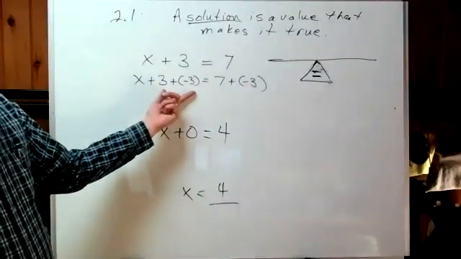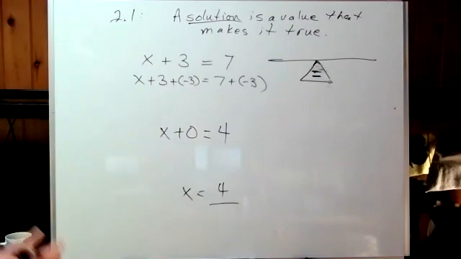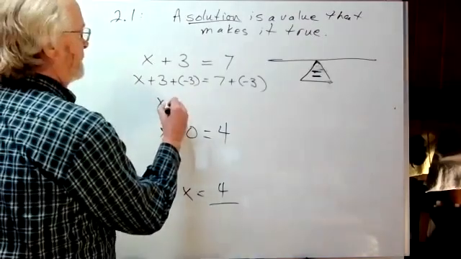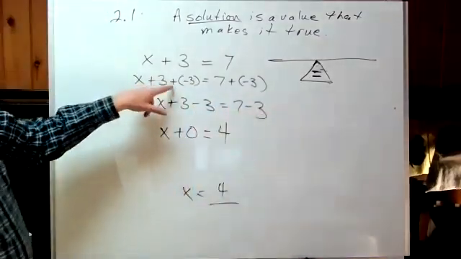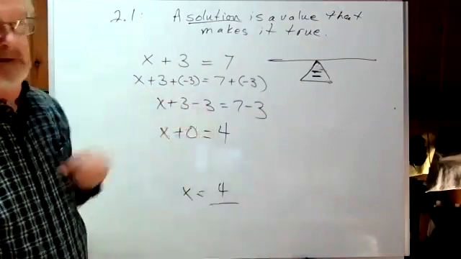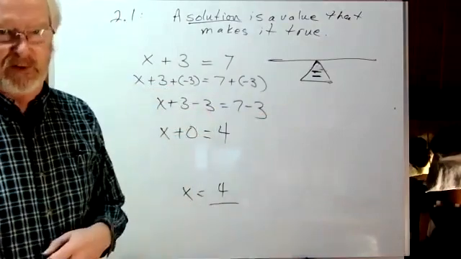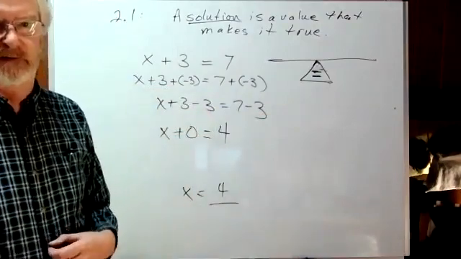I added the opposite. Now, we're going to just shortcut and say minus 3, right? I don't have to write it as adding a negative. I can just say plus 3 minus 3. Hope you're okay with that. Just a different notation system.